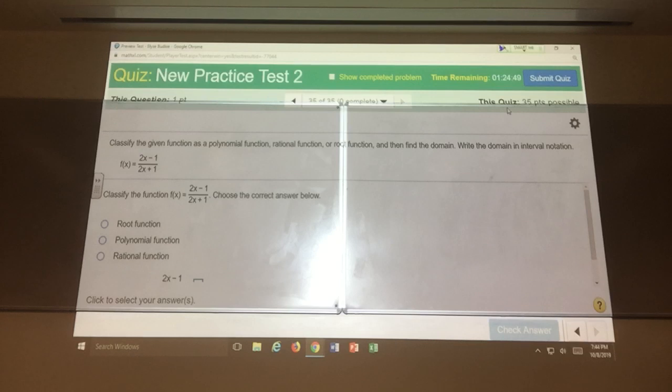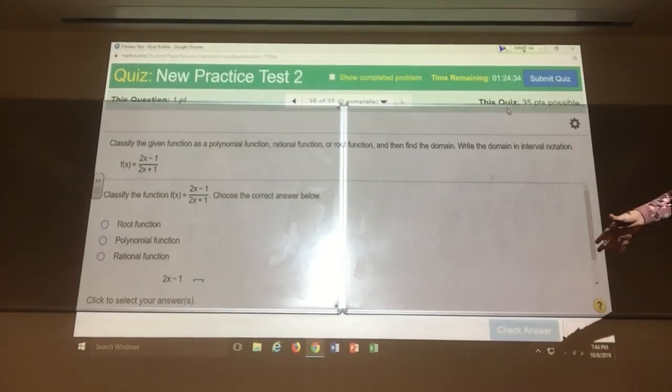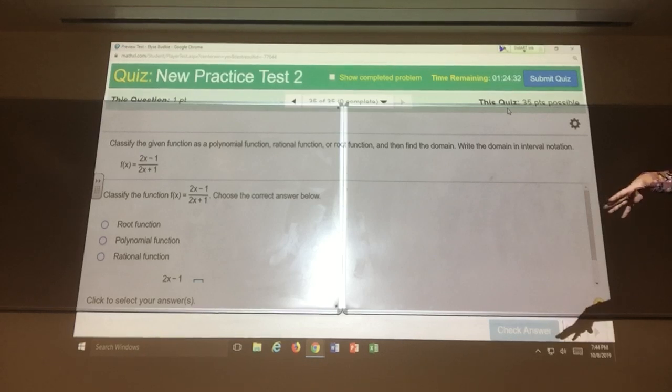And then tomorrow is test 2. I will be submitting midterm grades that include test 2 before the retake, okay? So the grade you get tomorrow is the grade that goes into midterm, okay? But that's not a final grade or anything like that, okay?